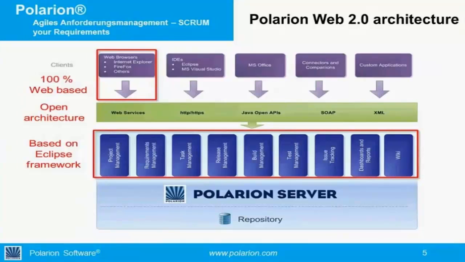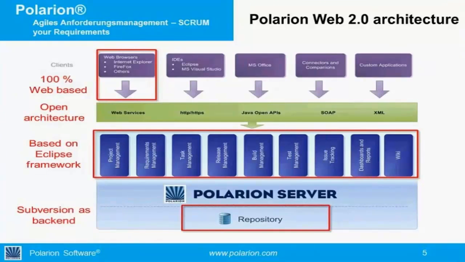And Polarion uses Subversion as, let's say, a database. So everything which is stored in Polarion is stored in Subversion. So you track every change, and you cannot change anything without storing it to Subversion. So you know and have a complete history of all your changes.